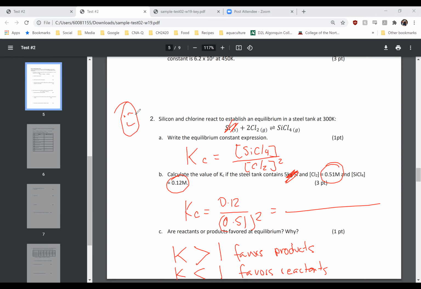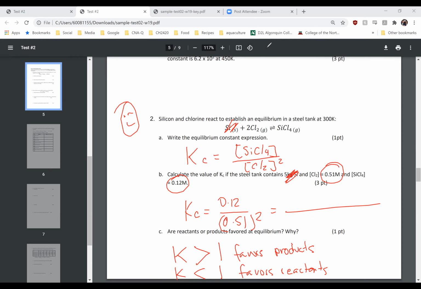So part A, we calculated Kc. Well, sorry, no. Part A, we wrote the formula for Kc. Part B, we threw some numbers into that formula. And then part C, I asked you to tell me if products or reactants were favored. If K is big, it favors the products. If K is tiny, it favors the reactants.